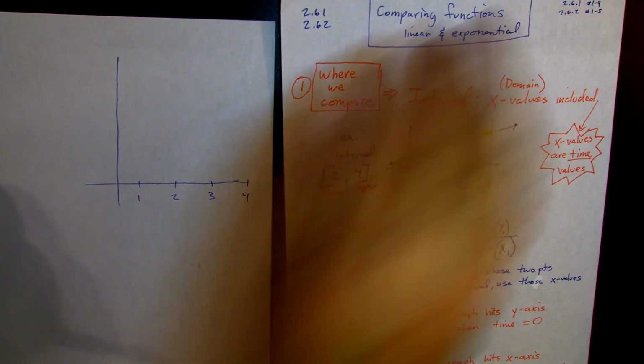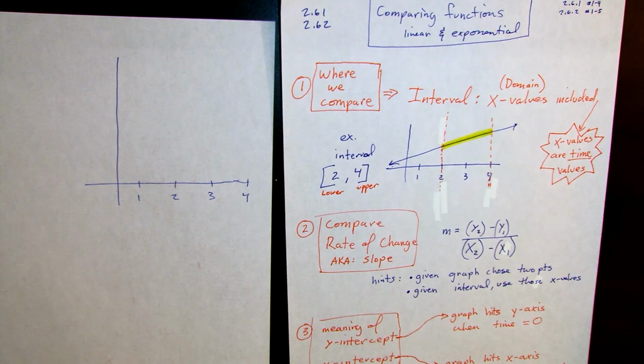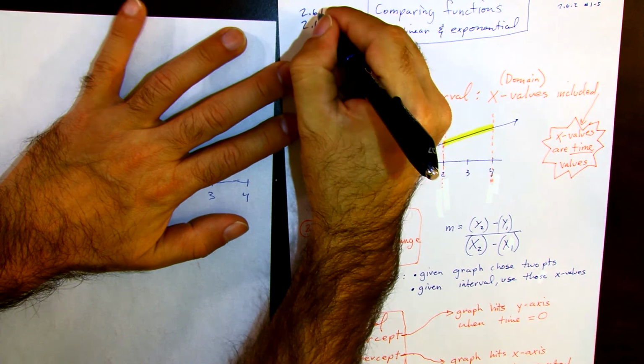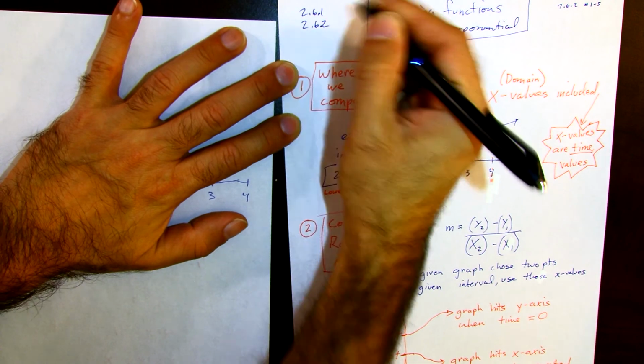All right. Today we're looking at comparing functions, linear and exponentials. We'll spend a lot of good time on this on Monday. This is 2.6.1 and 2.6.2. And actually, I should change that so it's 2.6.1 and 2.6.2.